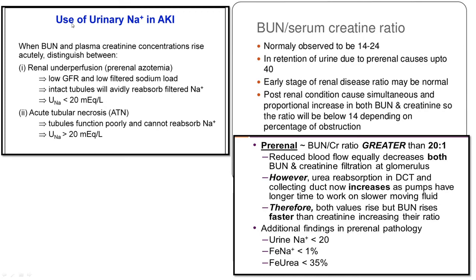Now, the use of urinary sodium in acute kidney injury is, as you know, whenever BUN and serum creatinine concentration rise acutely, it can be because of renal underperfusion, that is pre-renal azotemia, where there is low GFR and low filtered sodium load. So the intact tubules will avidly reabsorb the filtered sodium. That's why the urinary sodium is less than 20 milliequivalents per liter. Whereas in intrinsic causes like acute tubular necrosis, the tubules function very poorly and cannot reabsorb sodium. That's why the urinary sodium is greater than 20 milliequivalents per liter.